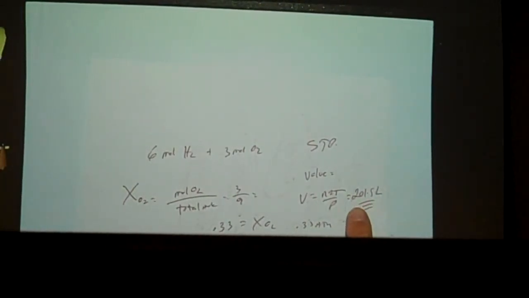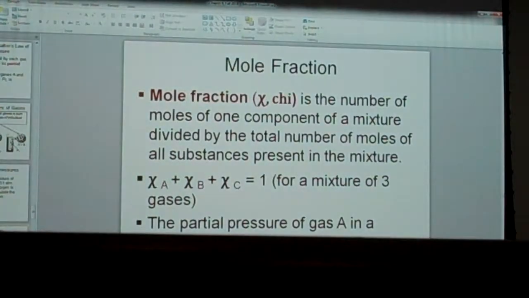The volume, 0.33 times the total volume is going to give me the volume of oxygen. 0.67 times the total volume is going to give me the volume of hydrogen. Does that make sense? Add the volumes together, it gives you the whole volume. So that's how you can use a mole fraction to work around some of these things.